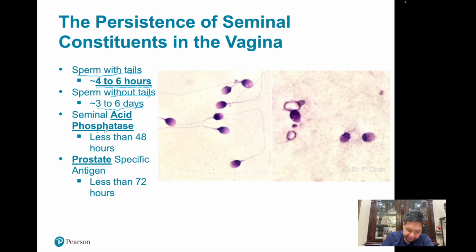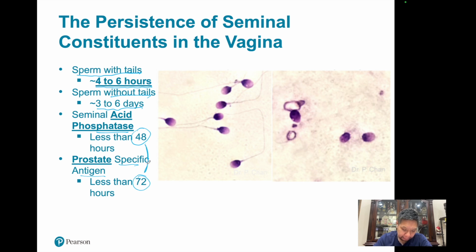You can do the acid phosphatase test, and if it's positive, that means the assault occurred less than 48 hours ago. And when you do the prostate specific antigen test, that means it happened less than 72 hours ago, right? So you can really narrow it down to within a day or so of the assault, right?